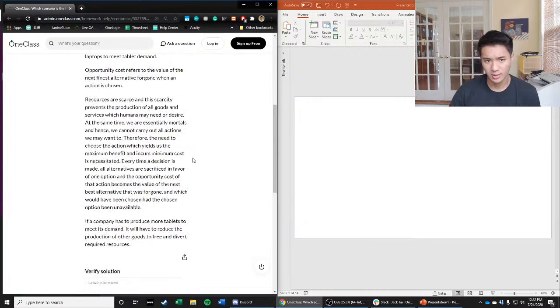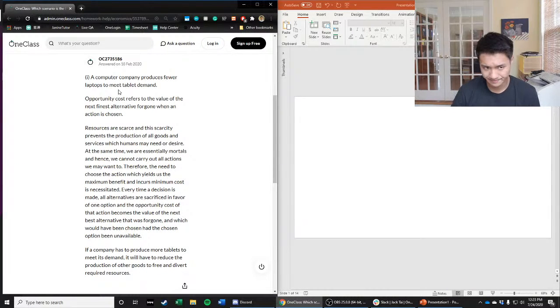And so let's take a look at the previous tutor's answer, and they also said 1. And they said that opportunity cost refers to the value of the next finest alternative foregone when an action is chosen. And they say that resources are scarce, and this scarcity prevents the production of all goods and services which humans may need or desire. At the same time, we are essentially mortals, and hence we cannot carry out all actions we may want to. Therefore, we need to choose the action which yields us the maximum benefit and incurs minimum cost.